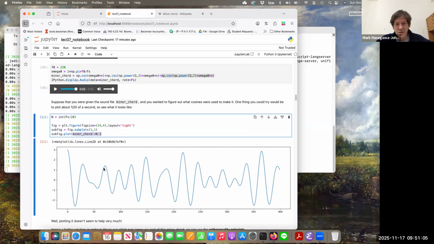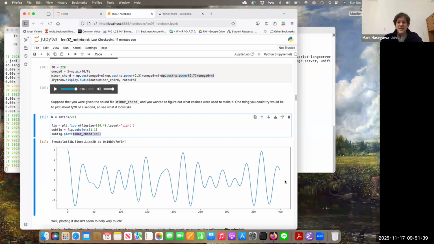like it has maybe 14 periods in 1/20th of a second. So maybe 280 hertz is the tone, but it's obviously not just a single cosine. It's some combination of cosines that when they're added together, they look kind of like a single cosine at 280 hertz, but not exactly. This is much more complicated than just a single tone.